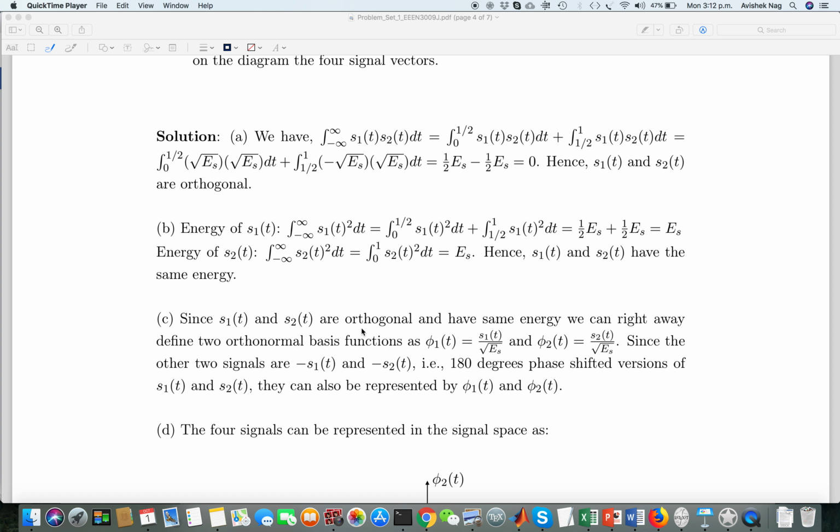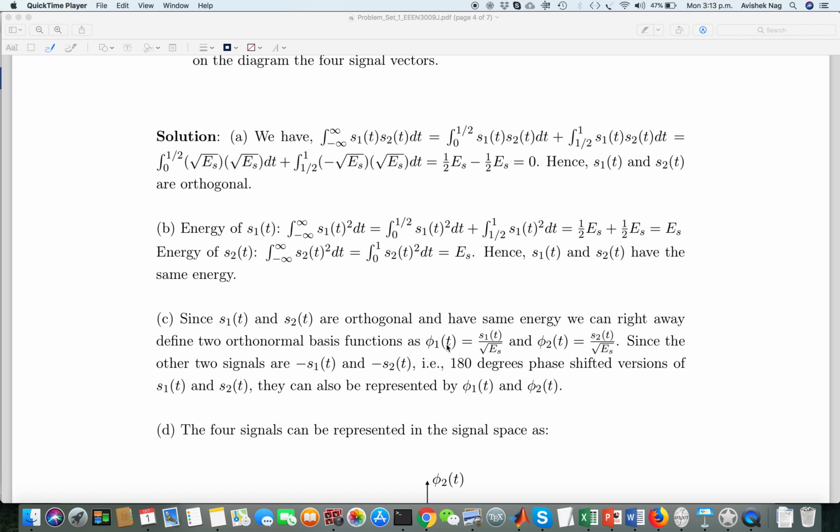So you can straight away write the two orthonormal basis functions, phi 1t as S1t divided by the square root of the energy of S1t, and phi 2t again as S2t divided by the square root of the energy of S2t. In that way you have normalized versions of these signals, and those are equal to phi 1t and phi 2t. So those are your orthonormal basis functions.